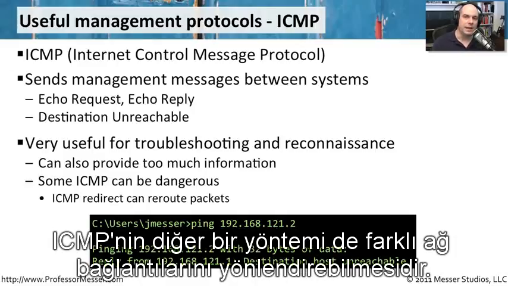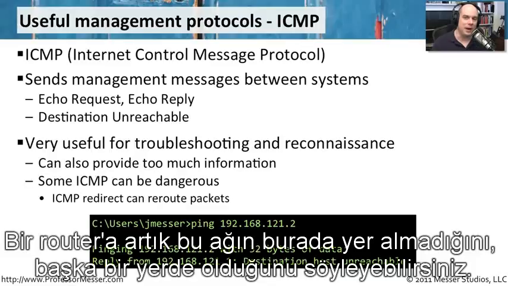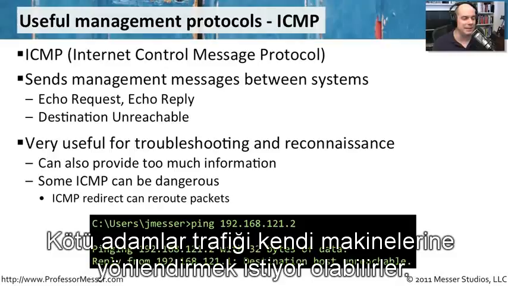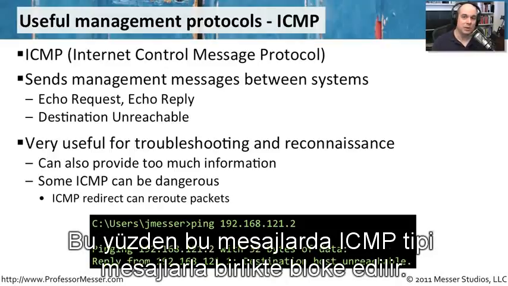Now, there are other methods of ICMP that can do things like redirect different network connections. You could tell a router that a network's no longer located over here, it's located somewhere else. That might be a legitimate message, or that might be a completely illegitimate message. That might be the bad guys trying to redirect traffic over to their machines. So usually those are also restricted. At least those particular ICMP message types may be restricted.